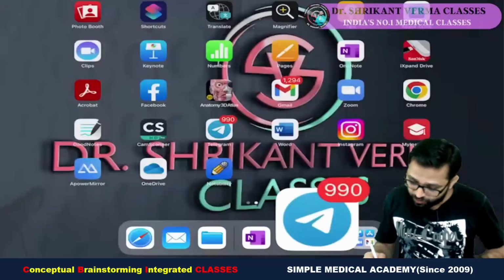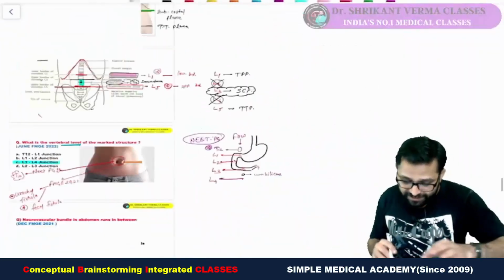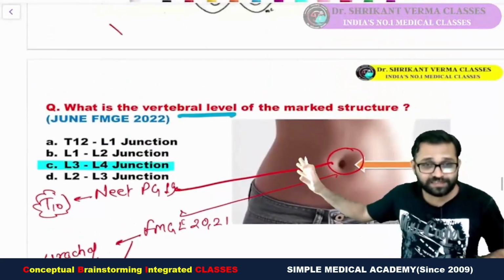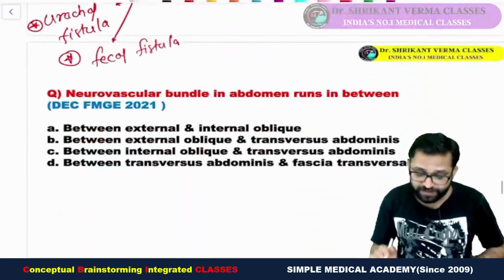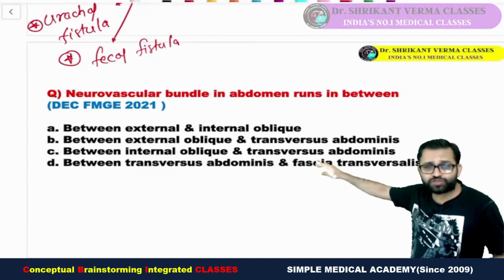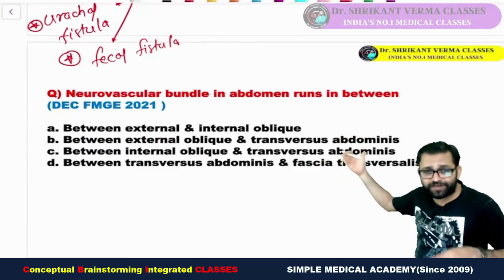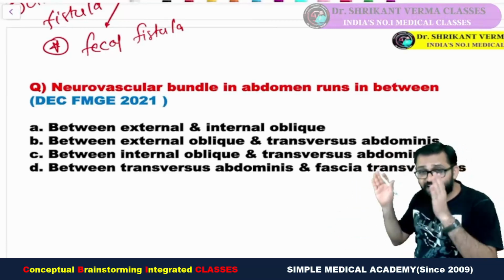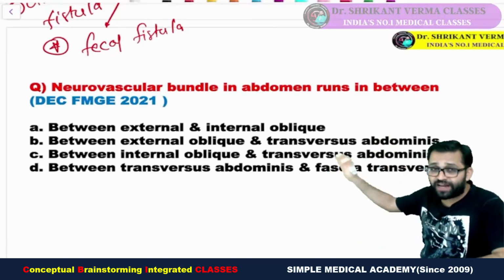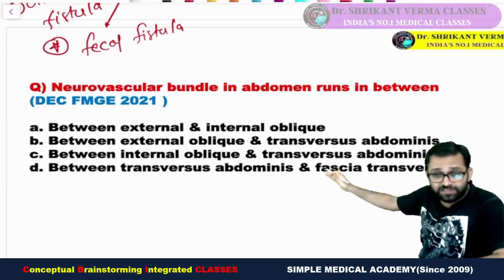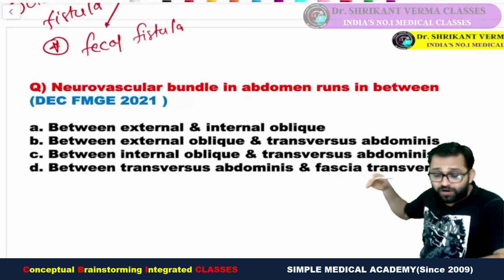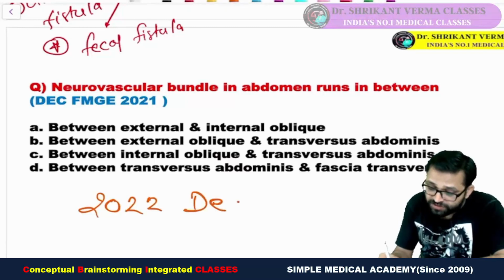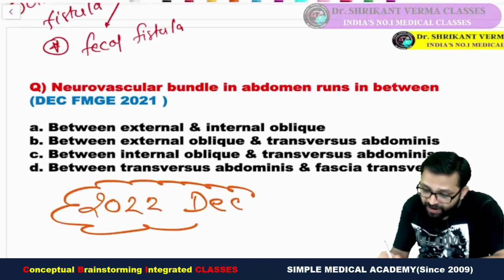So we are coming again for this our integrated discussion. See here, so answer is our C. Agree everyone? Umbilicus is important topic. Yes, see here, anterior abdominal wall question, neurovascular bundle in abdomen runs between. Yes, FMGE 2021. I want to highlight this is the discussion and analysis session. I want to highlight that this is the pattern which is going to come in your FMGE 2022 December. What topic I am highlighting?